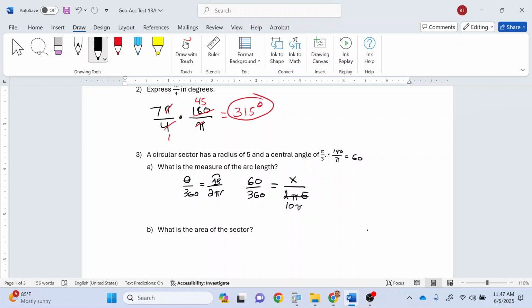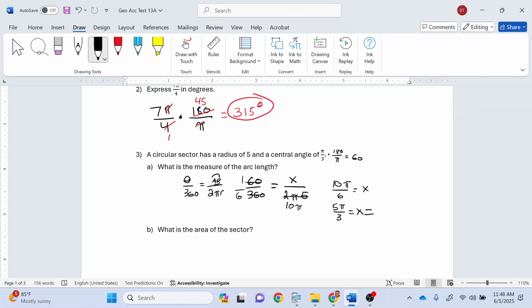Cross multiply and clean up. I could simplify this to 1 over 6. So it's going to be 10 pi over 6 equals x, which you simplify to 5 pi over 3. I multiply by 10 pi on both sides. So this will be 5 times pi.